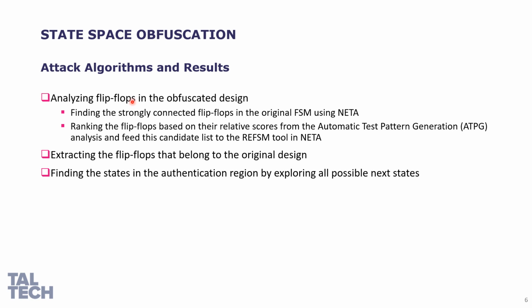Let's discuss the attack procedure and results for the state space obfuscation. We started by analyzing the flip-flops in the obfuscated design, and for this we thought that we should find the strongly connected flip-flops in the original FSM using a data tool, but it doesn't work well. And then we started to find the relative scores using ATPG and rank their scores, and then feed this information to the redaction tool in data to find the input pattern. This gives us a lot of information, but it doesn't give us the correct pattern.